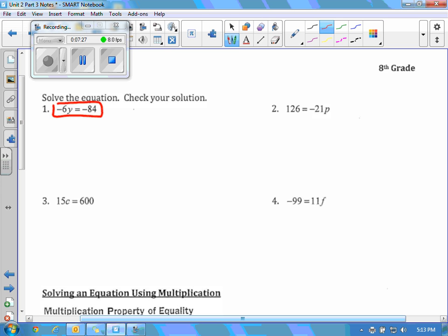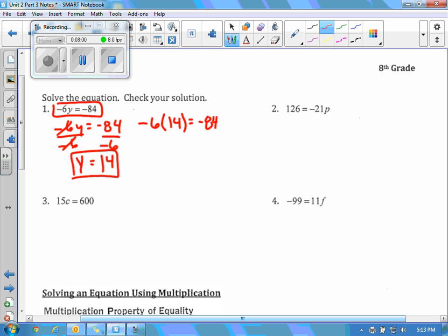So I'm going to box and rewrite. Negative 6y equals negative 84. And then since I'm multiplying 6 times y, I'm going to divide by negative 6 on both sides. So those cancel out. Negative 6 divided by negative 6 is just 1. So I have 1y equals negative 84 divided by negative 6. It's going to give me a positive number, and it's going to be positive 14. They want us to check our solution, so negative 6, plug in 14, equals negative 84. Negative 6 times 14 is negative 84. So I know I'm good there.